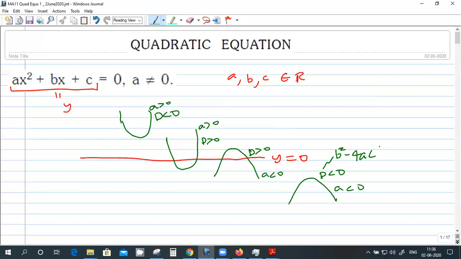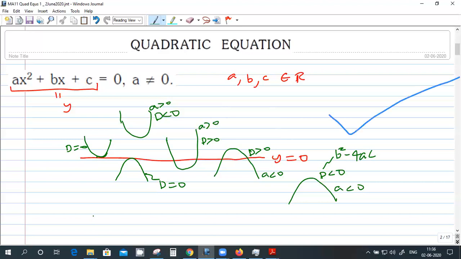Right, there is one more possibility. The curve can be like this, or like this, just touching the x-axis. So here, what is the condition? D is equal to 0, so both roots will become equal. So these are the only possibilities. It's either a U or an inverted U.